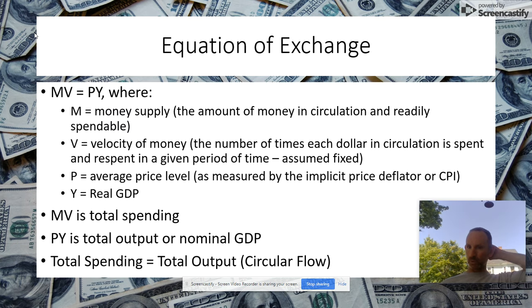So basically all this equation is telling us is that total spending equals total output. That's exactly what the circular flow model, which you've seen before, tells you. It's common sense. It's absolutely true. We know this to be true. Total spending does equal total output. So this is just kind of a fancy way of writing that.